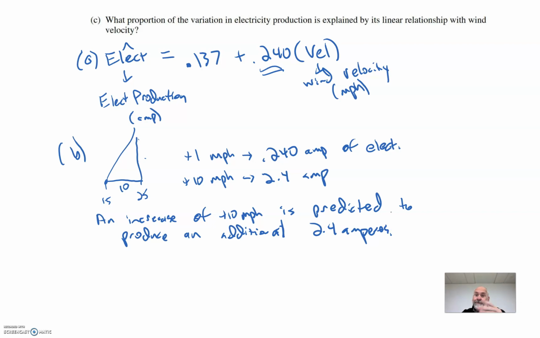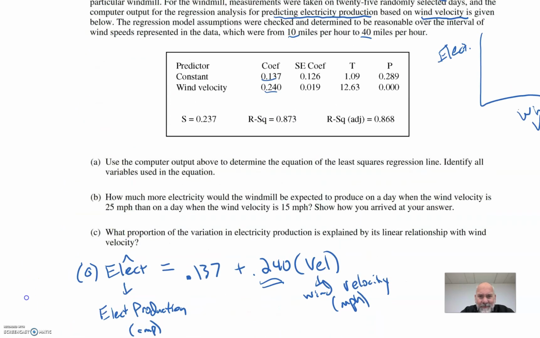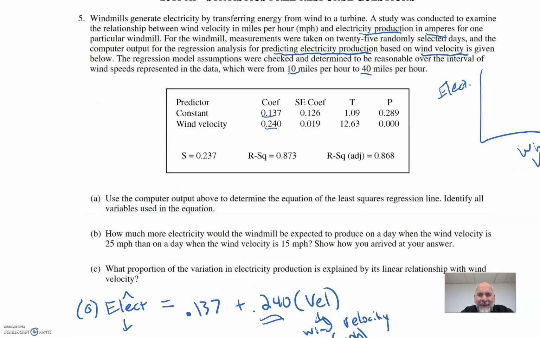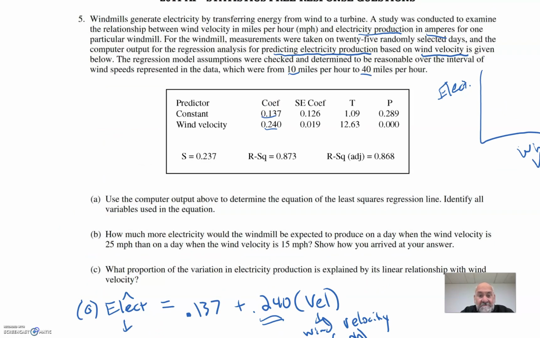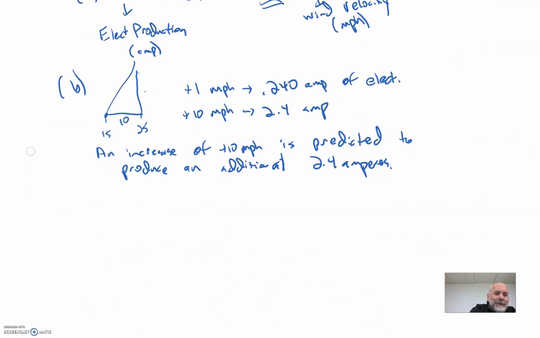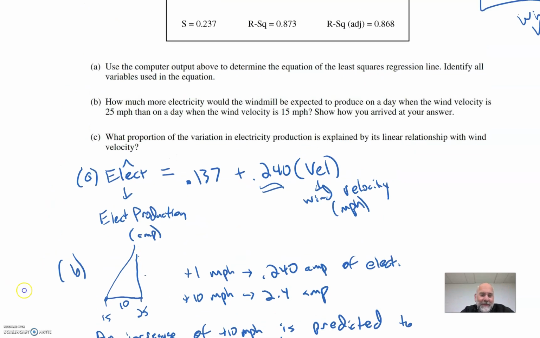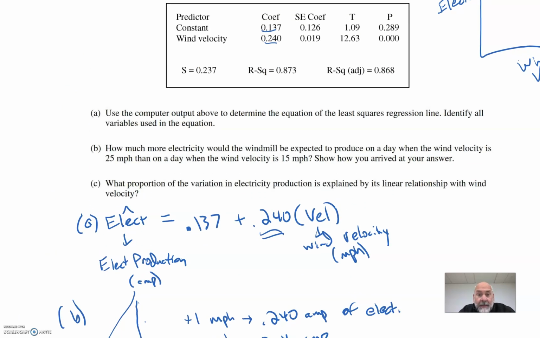Okay, that's just slope. Every 1 you go up 0.24, so every 10 you go up 2.4. It's not a lot of amps. I'm just checking it out and seeing. I don't really know what amps are in terms of what's a lot of amps or what's small amps. It just seemed weird to me, but I could tell it's right based on what I know. What proportion of the variation in electricity production is explained by its linear relationship with wind velocity?